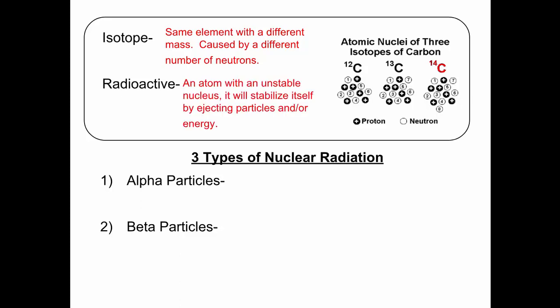And different isotopes often become unstable. That balance between protons and neutrons is not in balance, and therefore it becomes unstable. And when a nucleus becomes unstable, it often will eject a particle and energy to get to a more stable configuration.